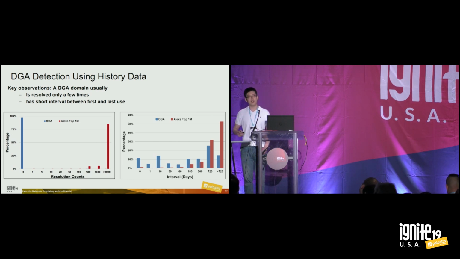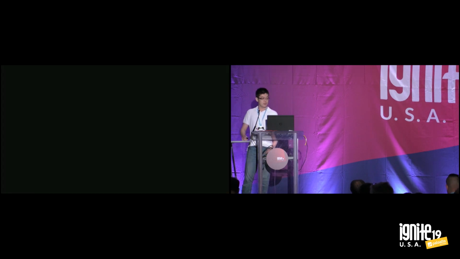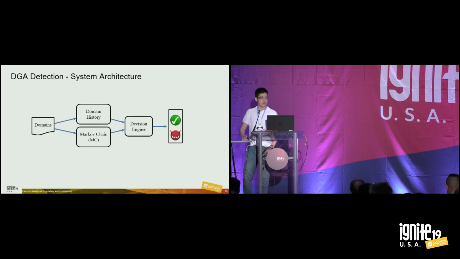Our second insight is that even when a DGA domain can be successfully resolved, it is usually used within a short interval, for example, within 1 year or even within several days. However, for the benign domains, we can see that they are usually used for more than 1 year. So combining the Markov chain model and the domain history data, our system can effectively detect DGA domains in real time with few false positives.